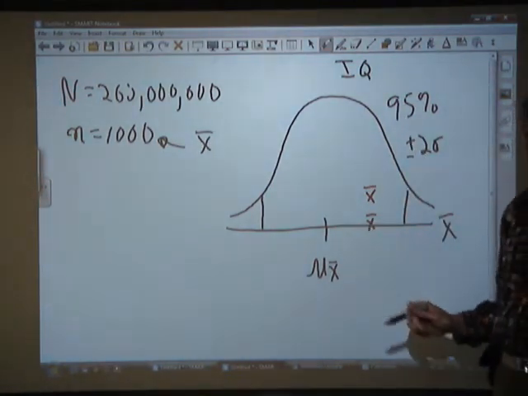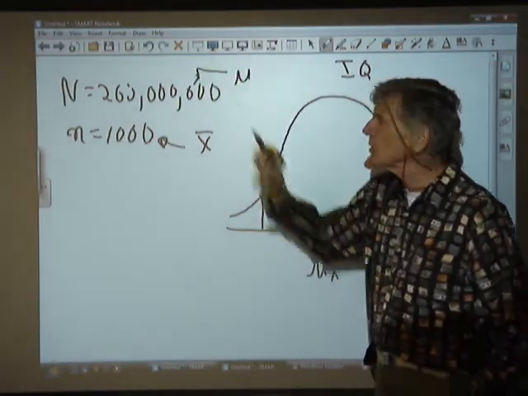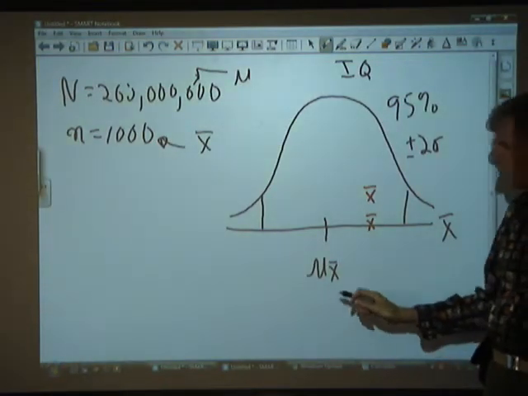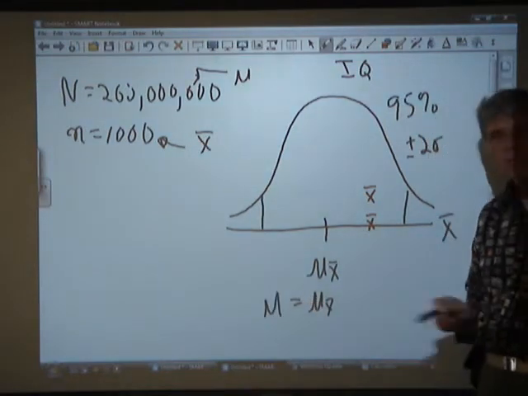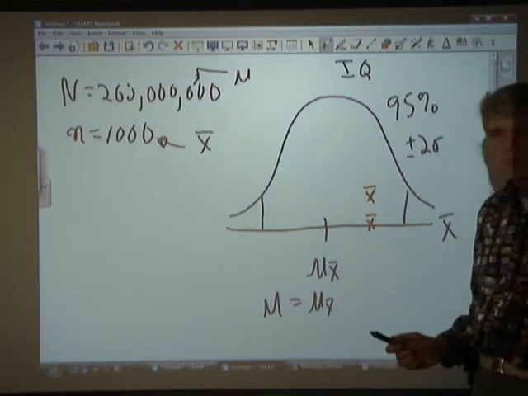However, that doesn't tell us very much, because it's really the mean of the population that we're after. Mathematically, it is true that the mean of the sample means is identically equal to the mean of the population. This astounding result is why polling is possible.